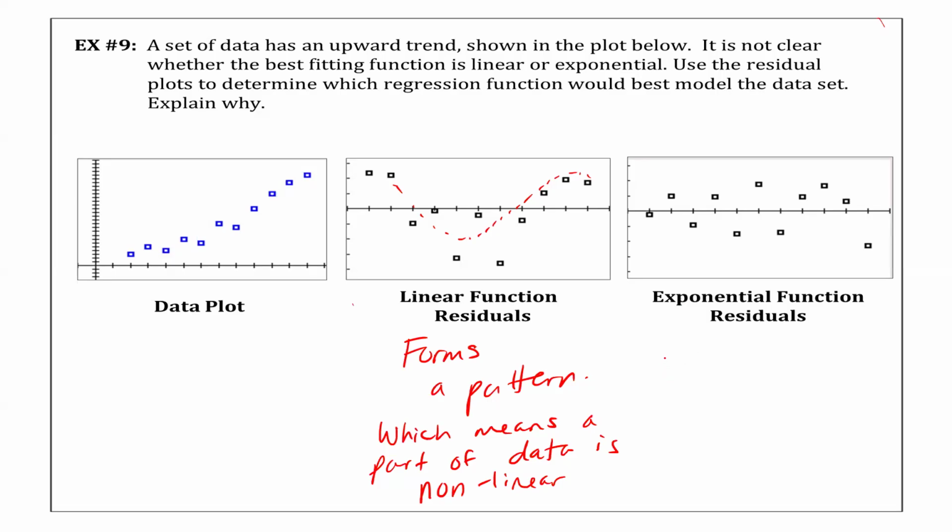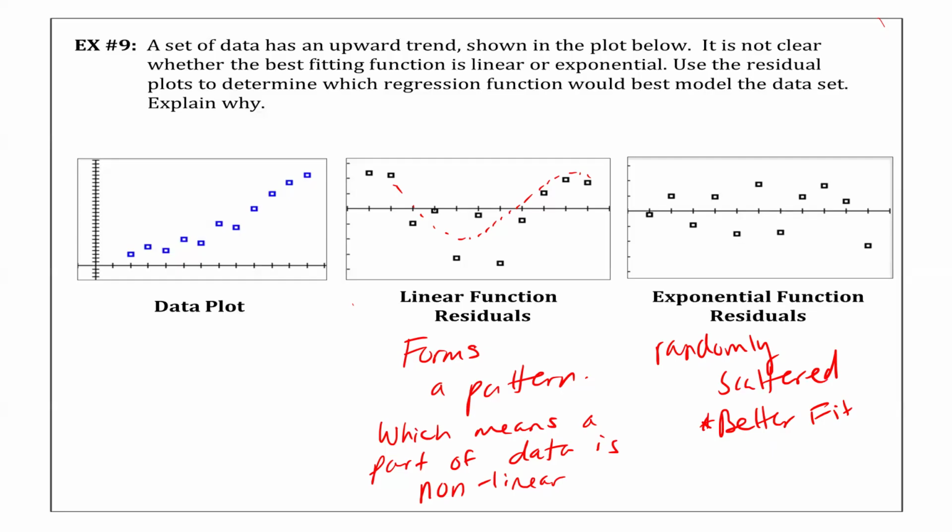It's scattered. It's random, right? It is randomly scattered amongst the data, which tells us that this is probably the better fit. If it's patterned, then that means that what you're trying to use as a regression model isn't a good fit.